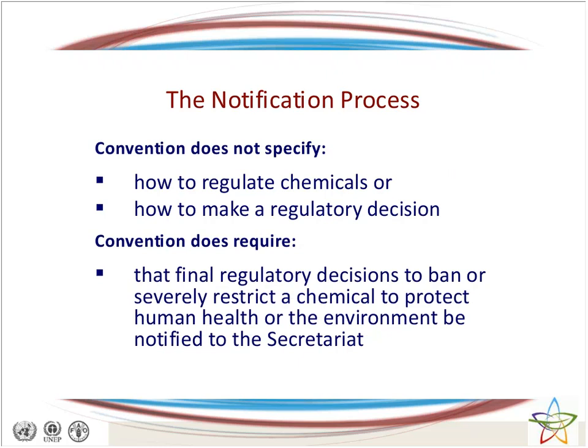So it is important to clarify that the Convention does not specify how to regulate chemicals or how to make a regulatory decision. This is a prerogative of the parties. But it does require that the final regulatory decision to ban or severely restrict the chemical to protect human health and the environment be notified to the Secretariat within the deadlines that we have mentioned before. So this is a key obligation under the Rotterdam Convention for all its parties.